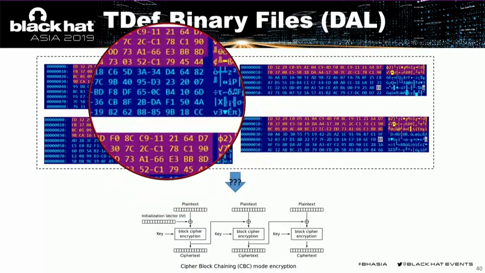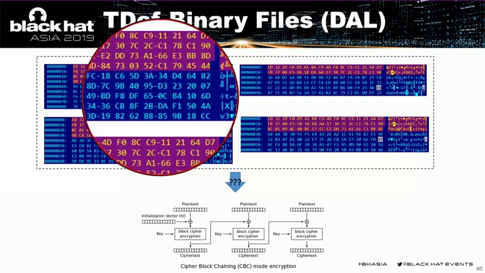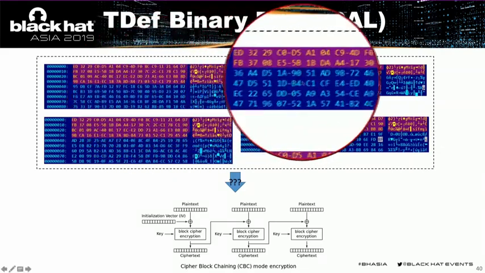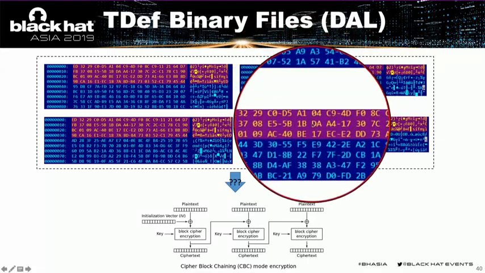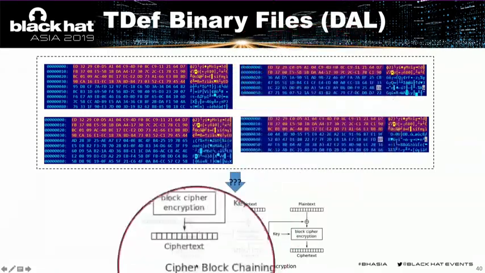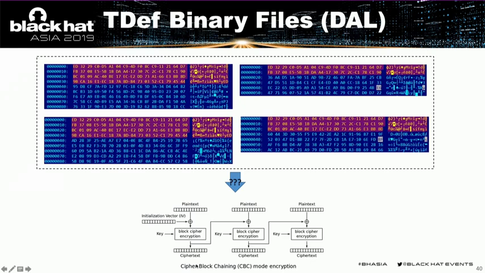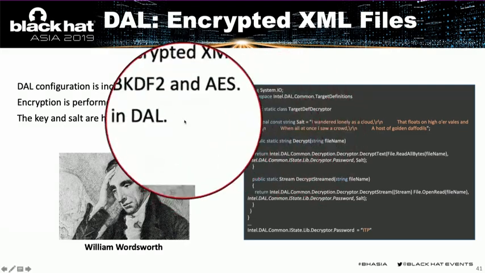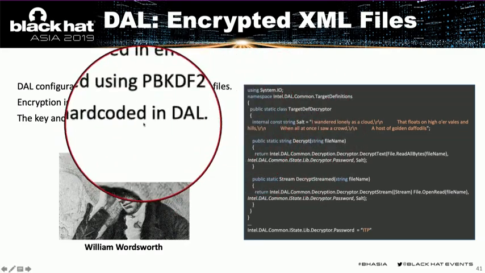And these files have high entropy, but some lines look equal. After that, we guessed that it is encrypted by CBC mode of some block cipher. And of course, we found that it is true.